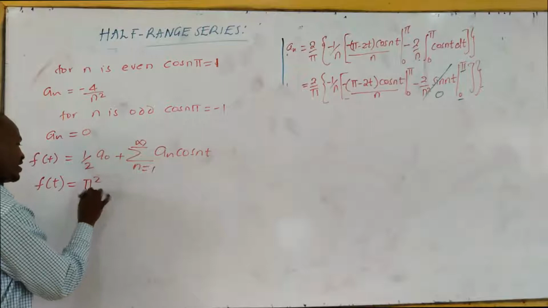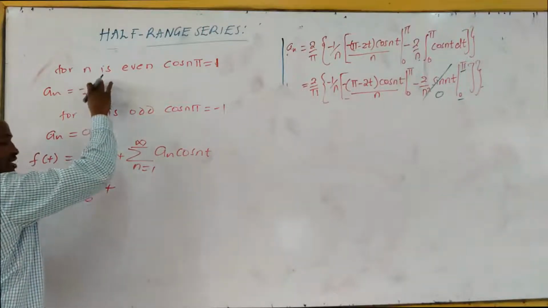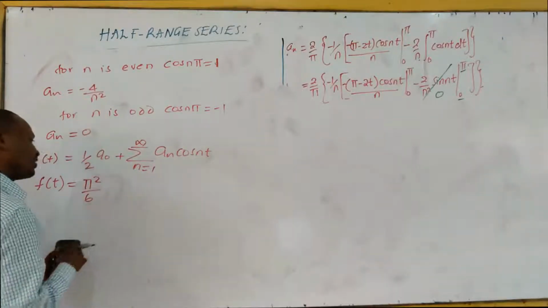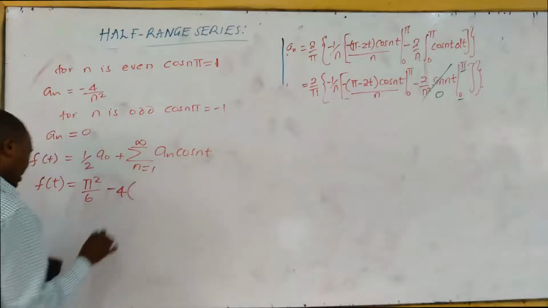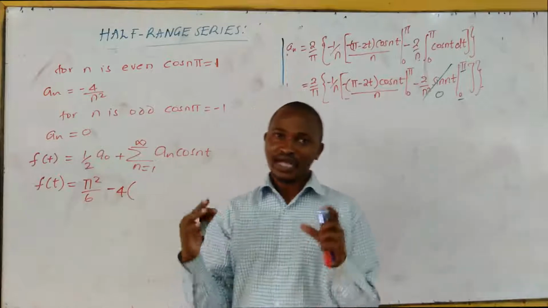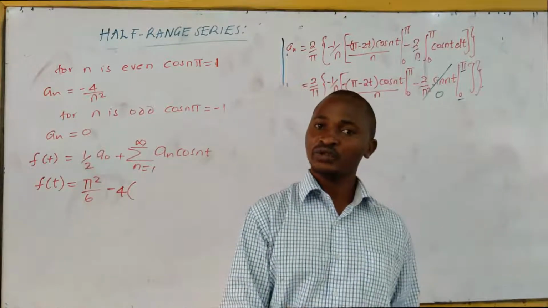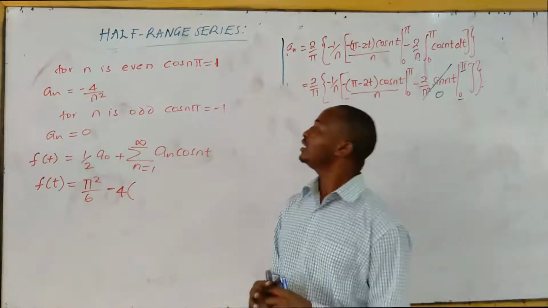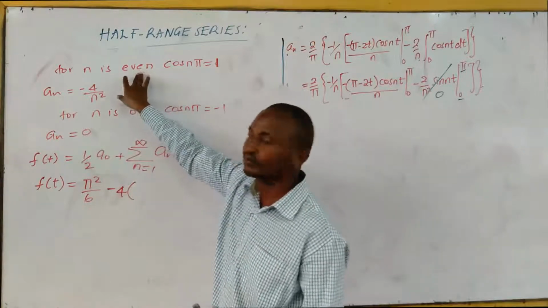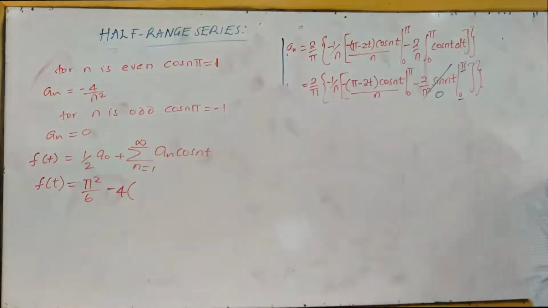Pi squared over 6 plus negative 4, which is constant. You can take the negative 4 outside the bracket. But n will be changing. You start with n equal to 2, n equal to 4, n equal to 6, and then n equal to 10 and so on, because we are already dealing with even terms. The odd terms are equal to 0, so we are not going to include them.